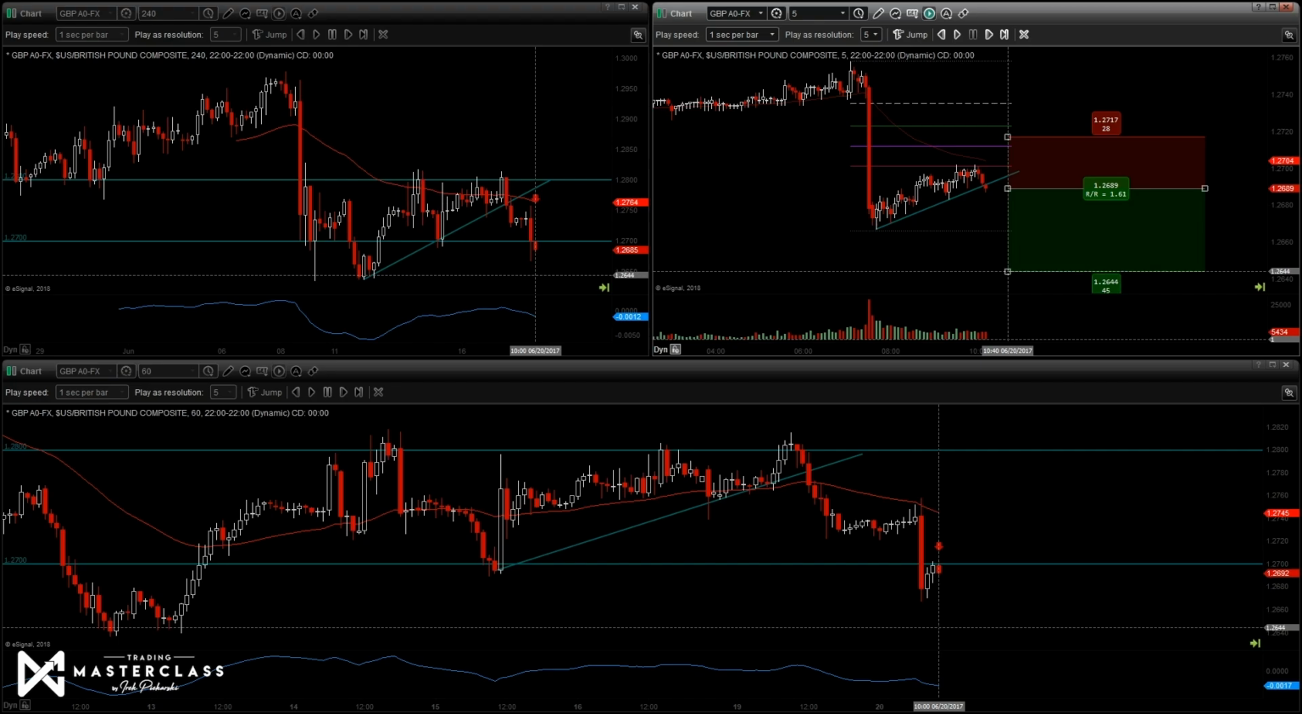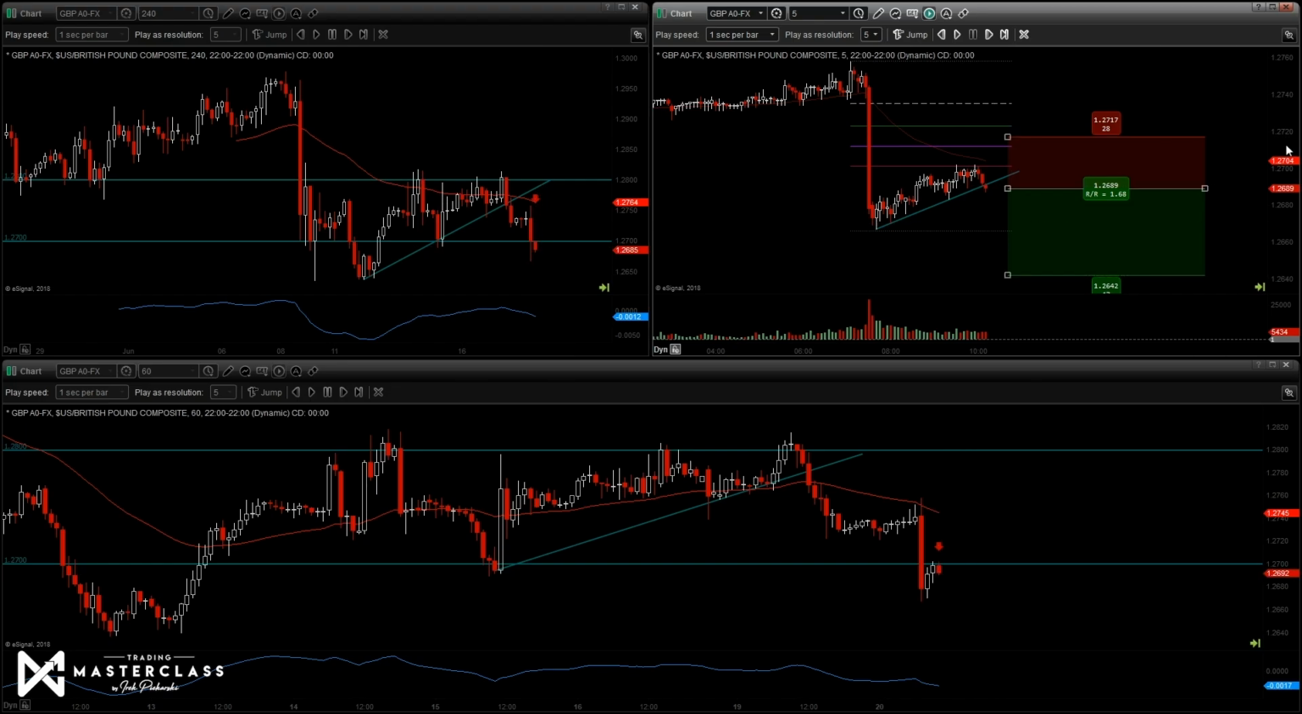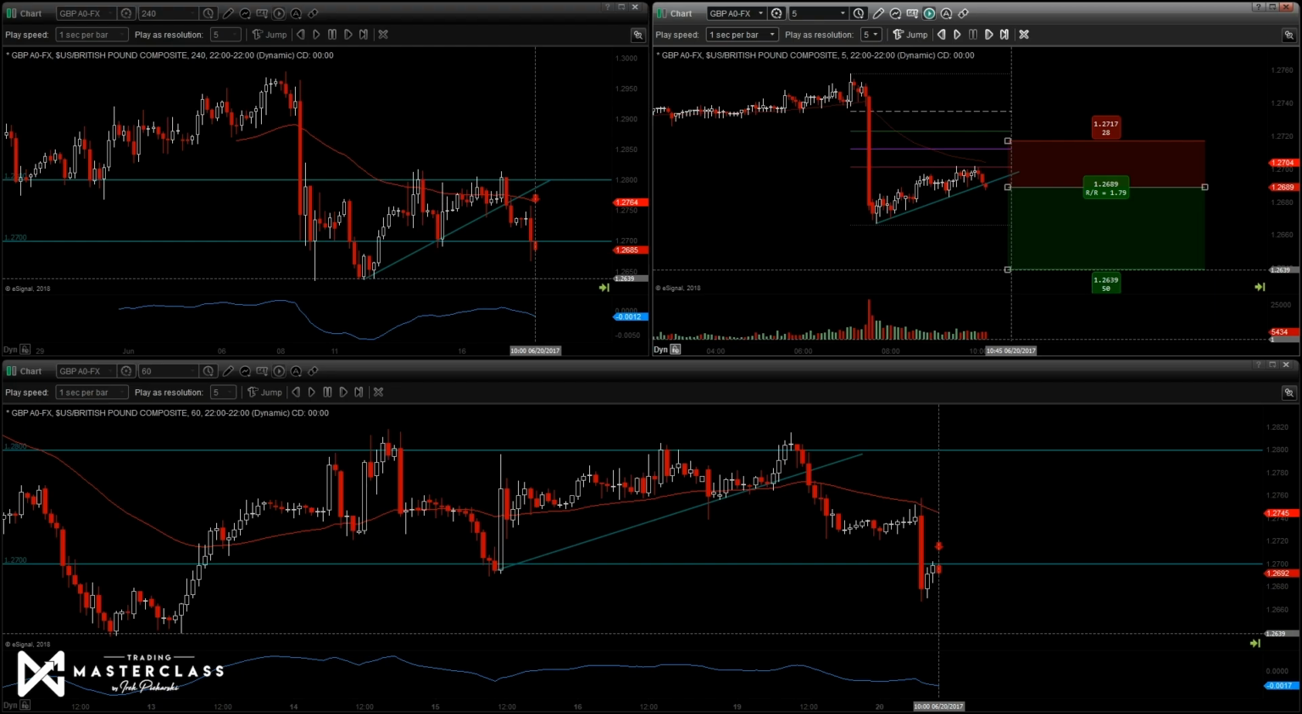In this case, I ended up targeting the recent lows here on the 4 hour chart, and I actually went with a 50 pip target, right? So it looks something like that, targeting the recent lows.